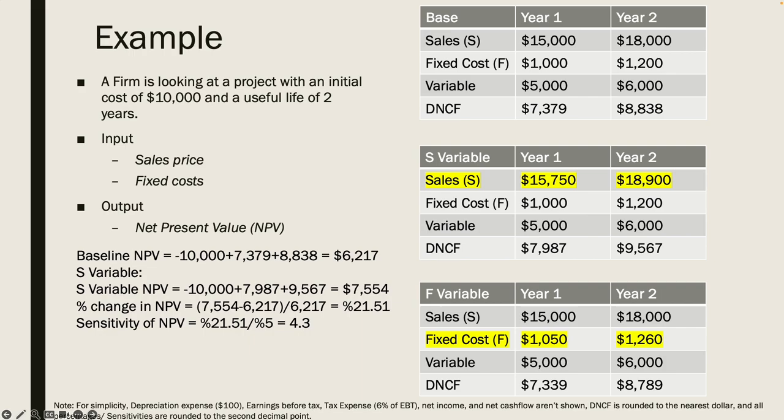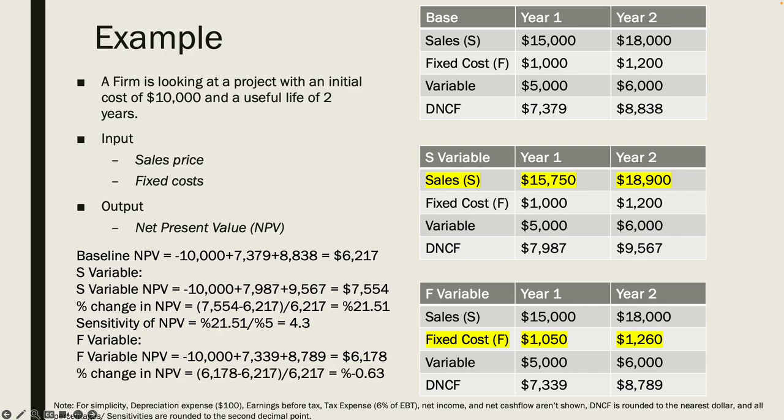Assuming a 5% increase from the baseline value and all other inputs remain constant, this results in a DNCF of $7,339 in year 1 and $8,789 in year 2. Following the same process of the first variable, we get a variable NPV of $6,178 and a percent change in NPV of negative 0.63%, a sensitivity of negative 0.13. This means that an increase in fixed costs of 1% will result in a 0.13 decrease in NPV and vice versa.